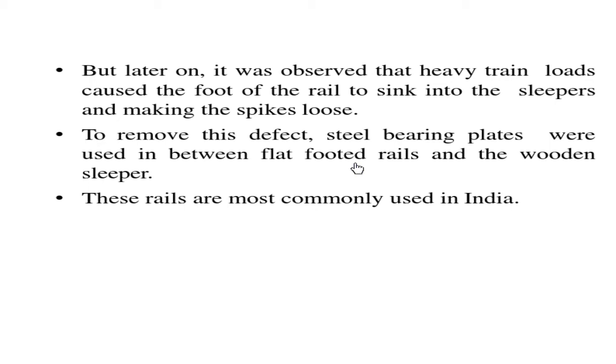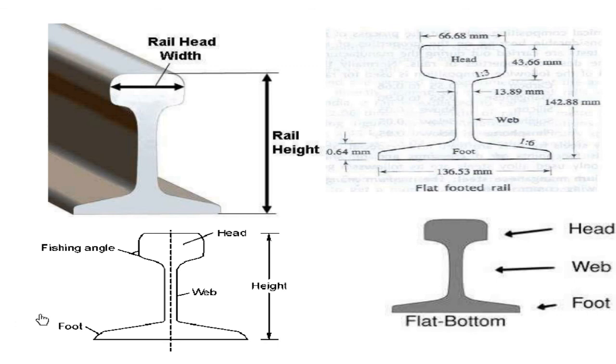Now the most commonly used rail type is the flat-footed rail. Now this is the figure. You can see the head portion, with a width of 66.68 mm. Then the flat foot has a greater width, which is 136.53 mm.